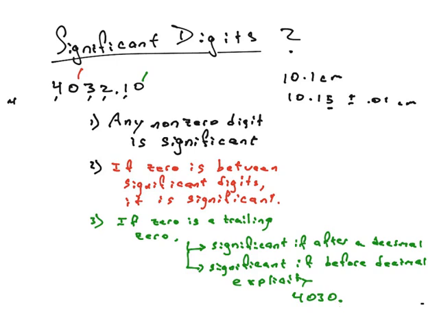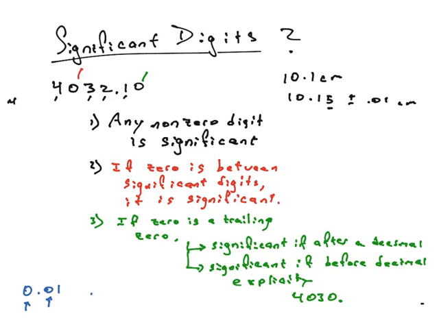Any other zero, other than these two cases, the red and the green cases, is not significant. So for instance, if I had 0.01, notice this zero here comes before an explicit decimal point, but it's not a trailing zero. It's not the last digit of your number, so it's not significant. This zero also comes after a decimal point, but again, it's not a trailing zero. It's not the last digit of your number.